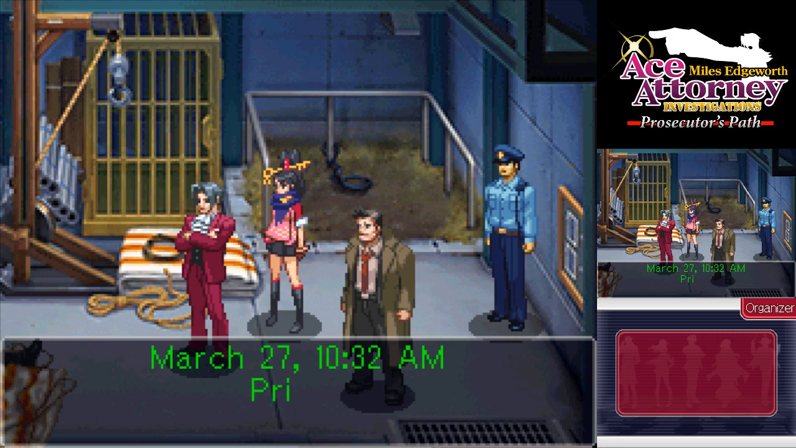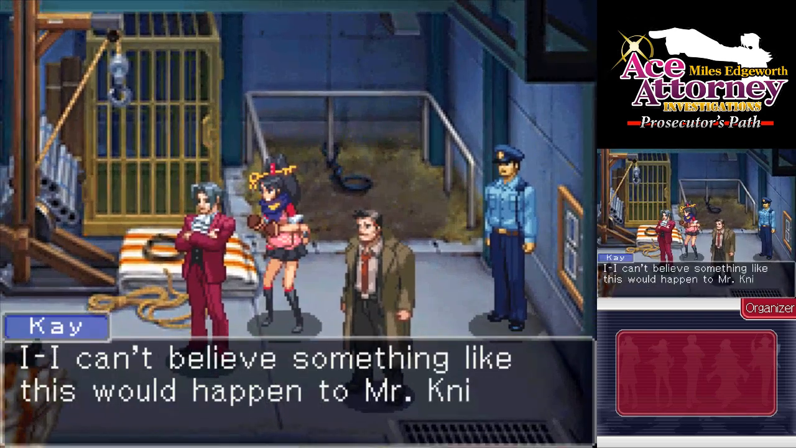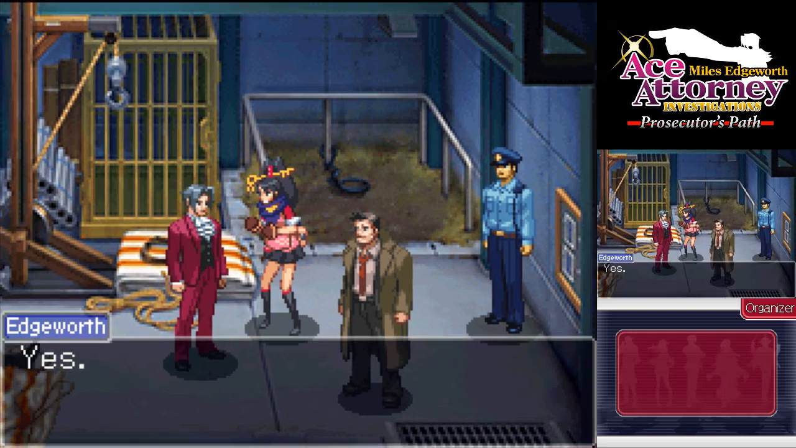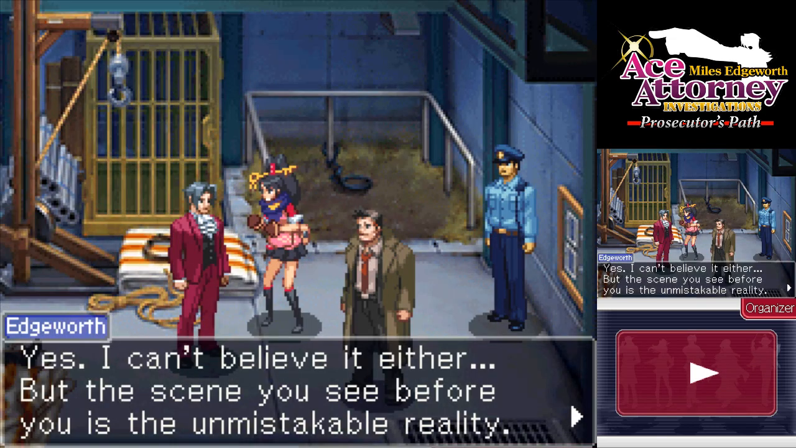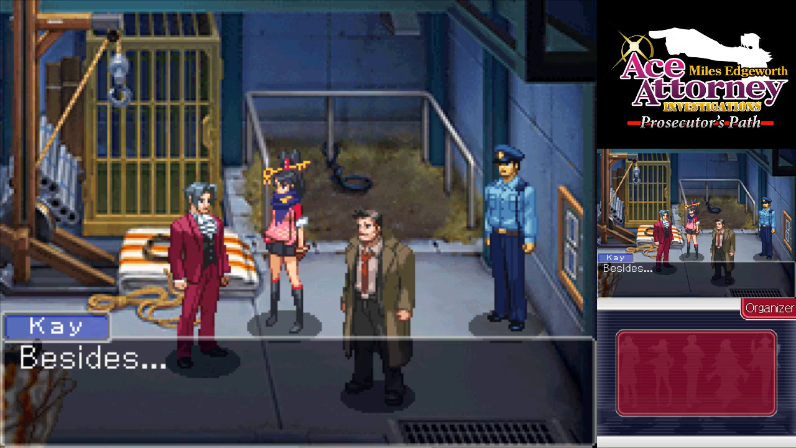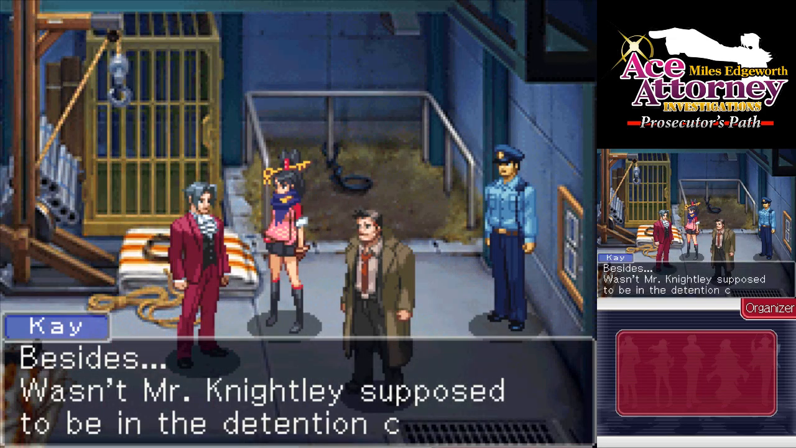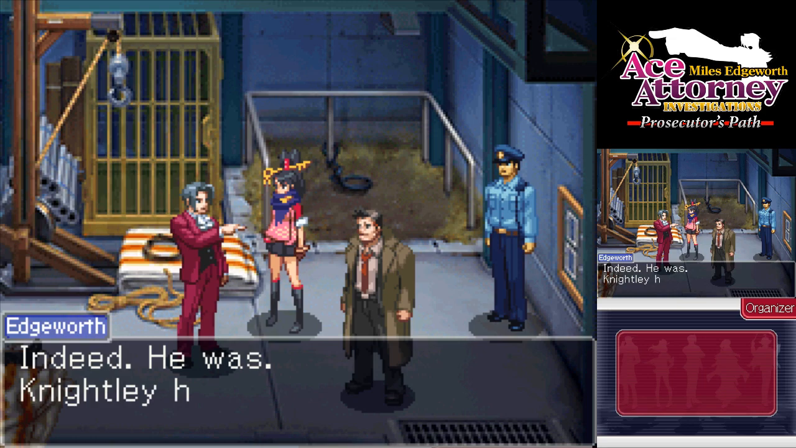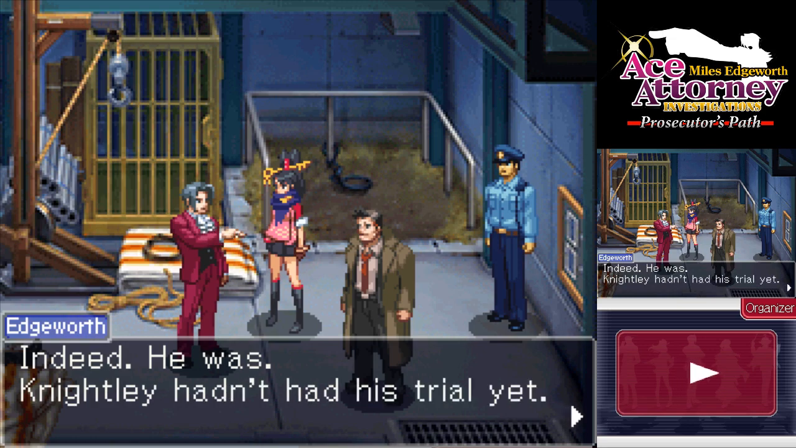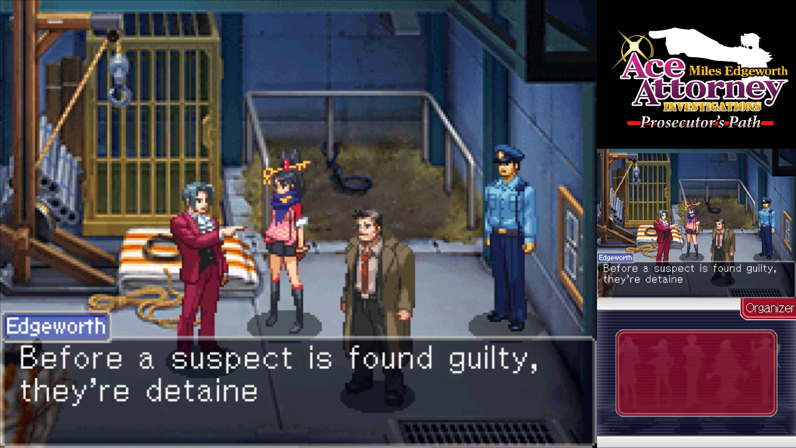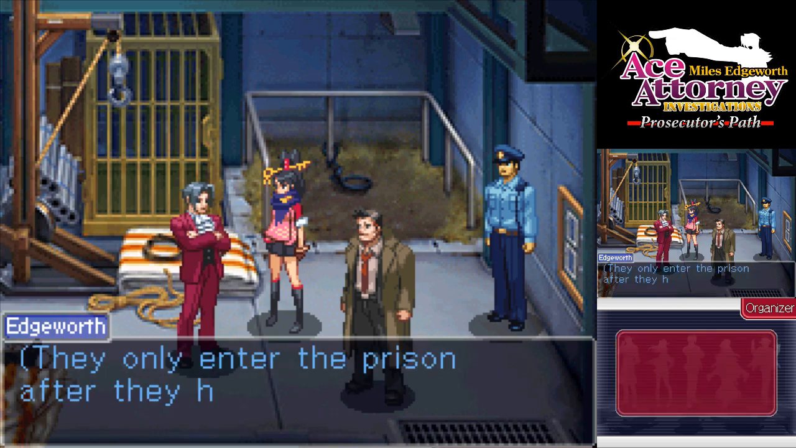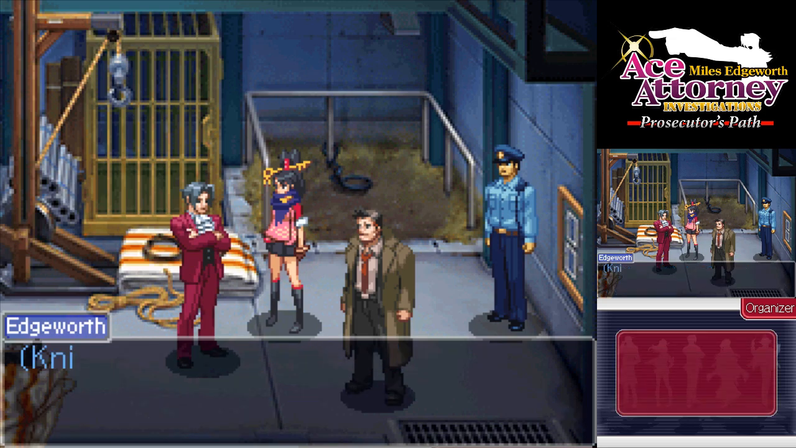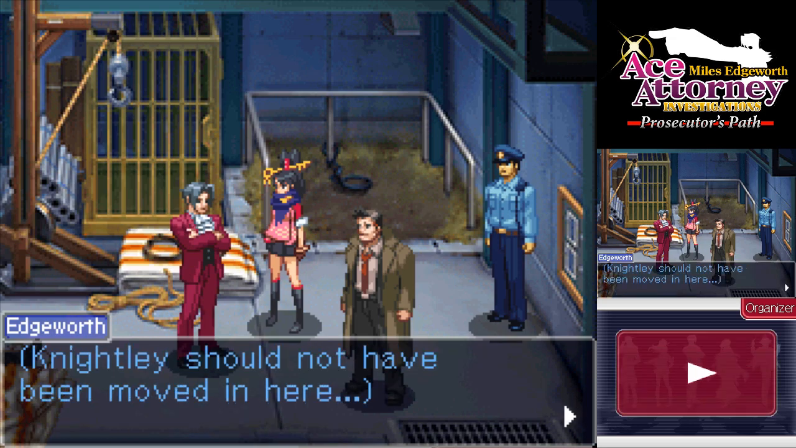March 27, 10:32 a.m. Prison Workroom A. I can't believe something like this would happen to Mr. Knightley. Yes, I can't believe it either. But the scene you see before you is the unmistakable reality. Besides, wasn't Mr. Knightley supposed to be in the detention center? Indeed, he was. Knightley hadn't had his trial yet. Before a suspect is found guilty, they're detained in the detention center's holding cells. They only enter the prison after they have received a guilty verdict. Knightley should not have been moved in here.